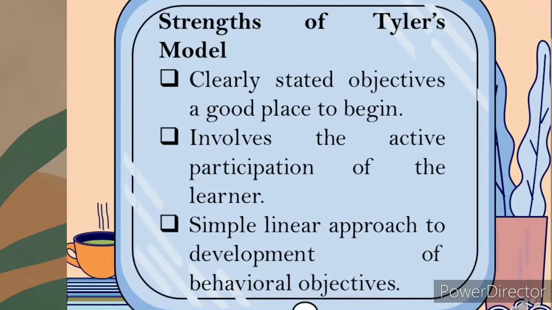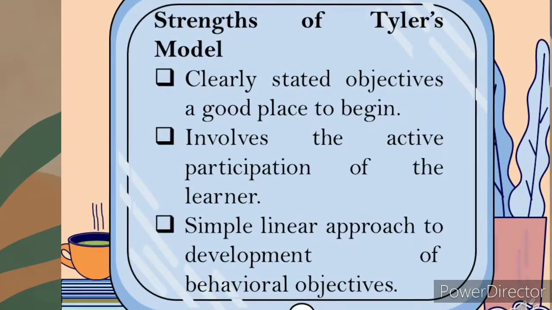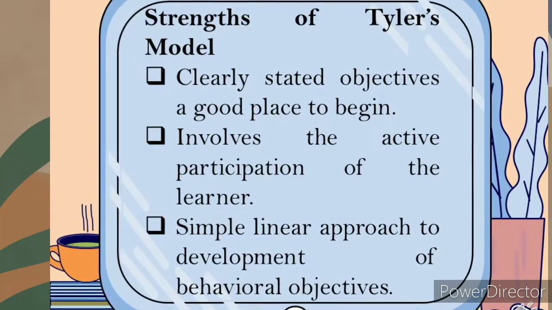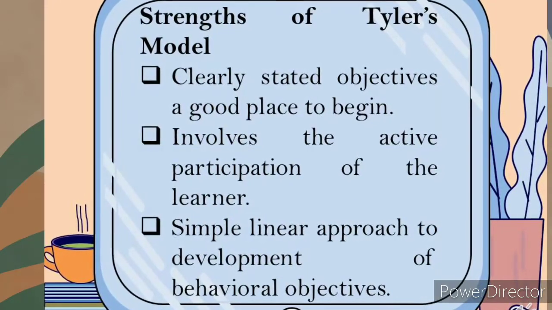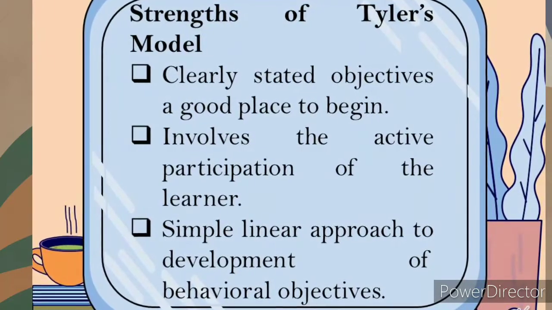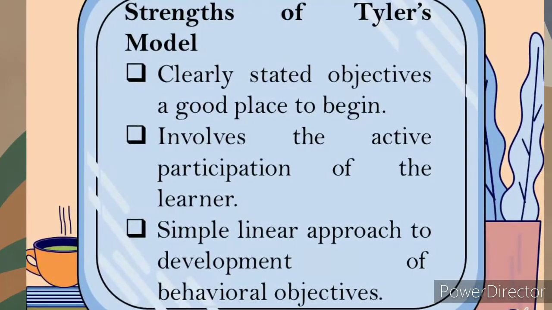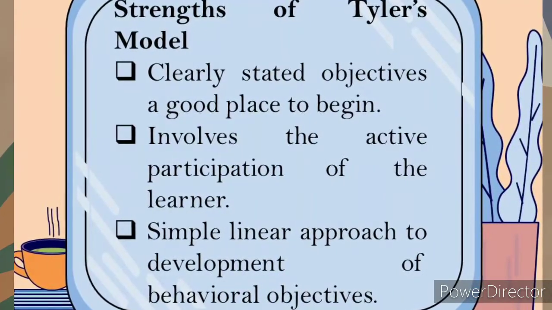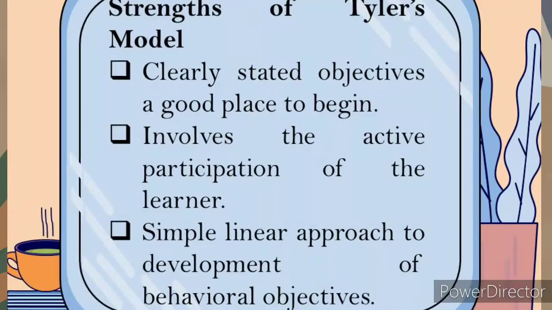The completion of the 7 stages will lead to the revision of the objectives. This evaluation model is a cyclical type of model. Strengths of Tyler's model are clearly stated objectives, a good place to begin; it involves the active participation of the learner; and it is a simple linear approach to the development of behavioral objectives.